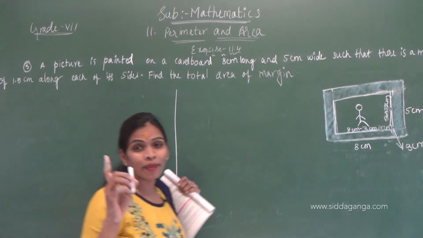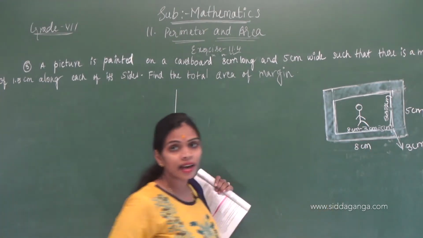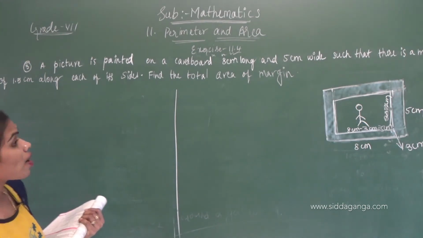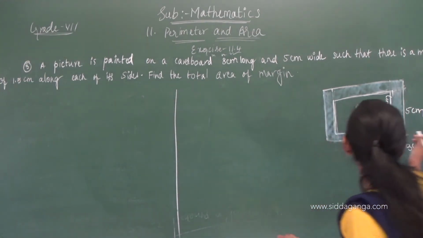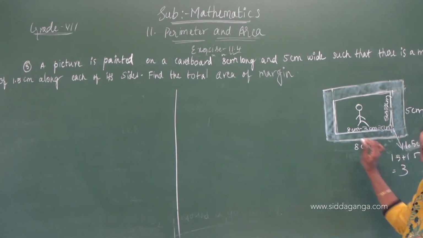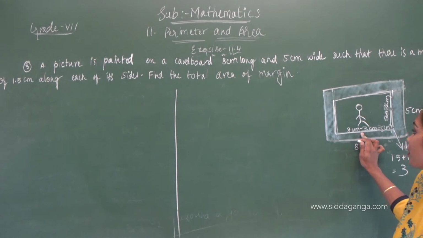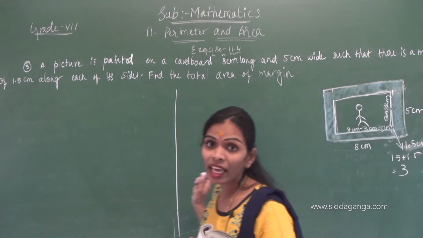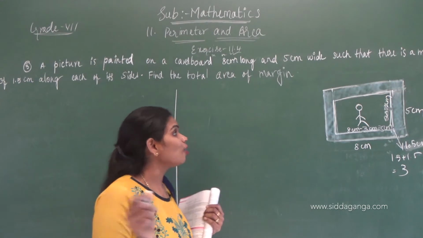Here only 1 minus of 3 we are taking. Correct, children? Because this is not 3 centimeters, this is 1.5 centimeters. 1.5 plus 1.5 becomes 3 centimeters. That's why I directly took 3 here. Otherwise you can take 8 centimeters minus 1.5 centimeters minus 1.5, that is 5 centimeters. Directly I have taken minus 3 centimeters.